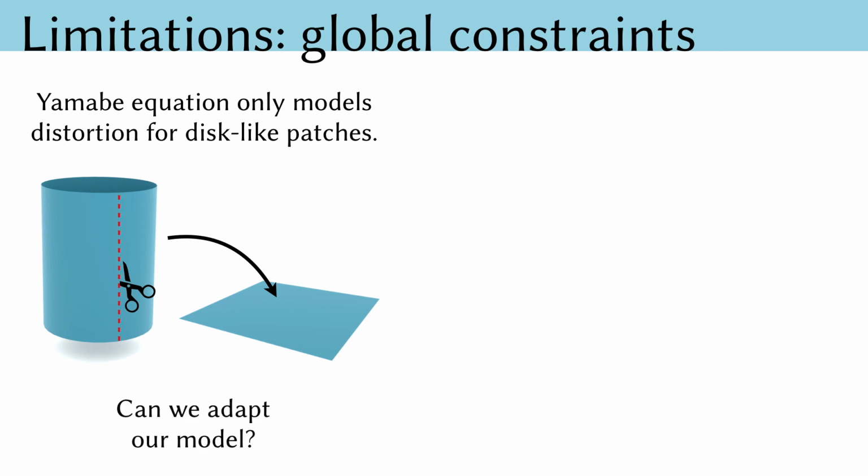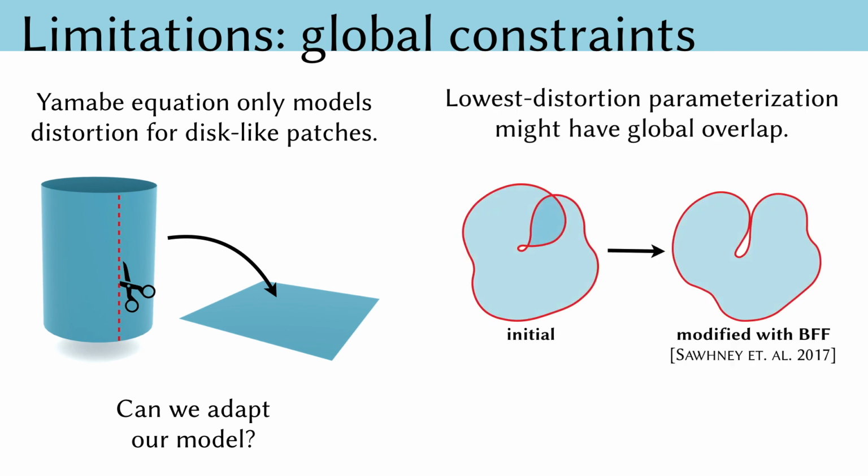However, as a theoretical question, it's interesting to ask which PDE might properly model extrinsic flattening distortion for non-simple surface patches. A more practical question is that of global overlap. The lowest distortion parameterization of a cut surface might overlap itself in the plane. Our method is oblivious to this because we never actually compute a flattening. Recent parameterization tools allow the user to modify such patches to avoid global overlap, but it would be advantageous to incorporate this as a constraint in our optimization.